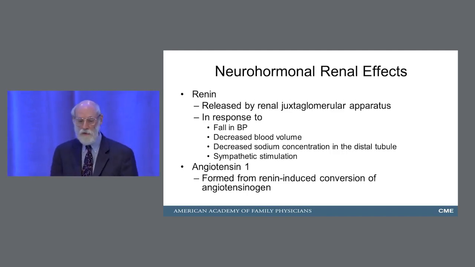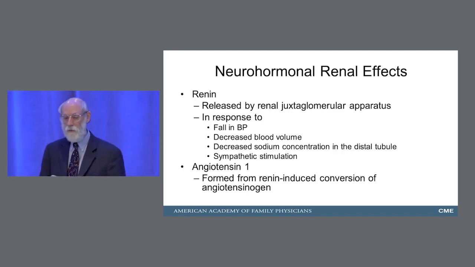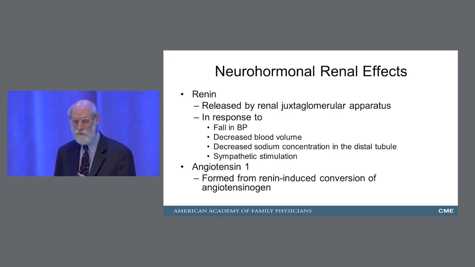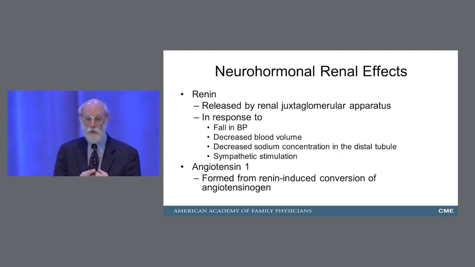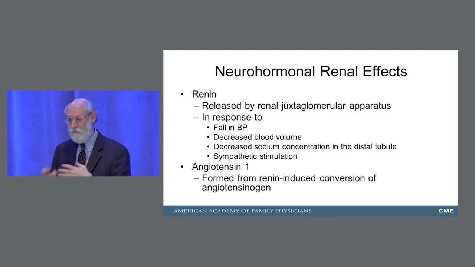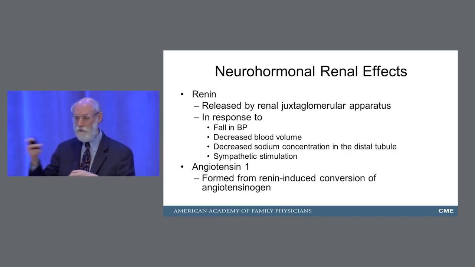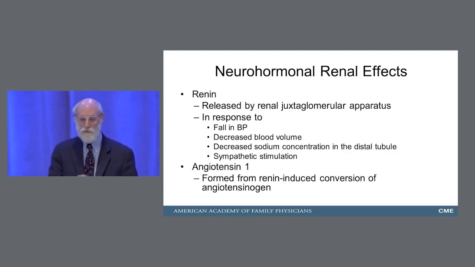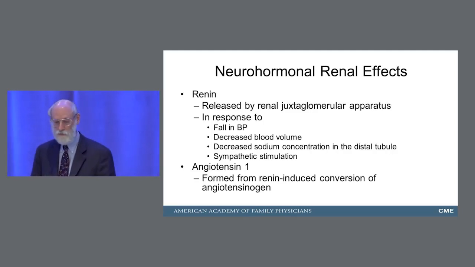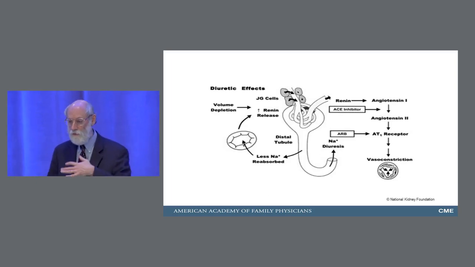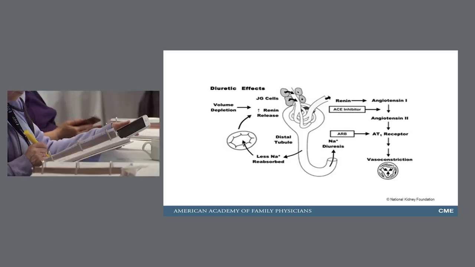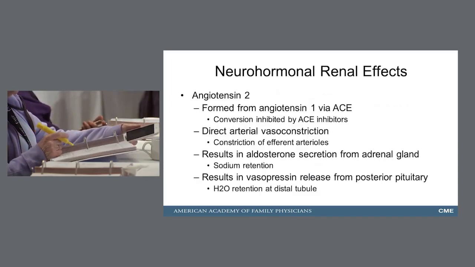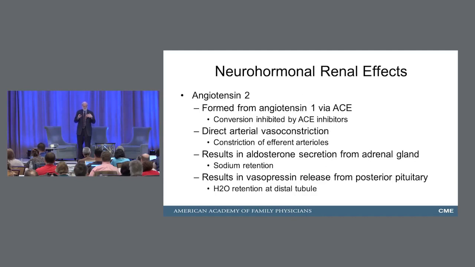We talked a little bit about renin before. It is released by the renal juxtaglomerular apparatus when there's not enough blood flow going to the kidneys. Angiotensin 1 is then formed. Renin is a cofactor from angiotensinogen, converting it into angiotensin 1. Here you see a little graph of how that happens in that pathway in the kidney. When you have angiotensin 1, it's then converted into angiotensin 2 by the ACE enzyme.